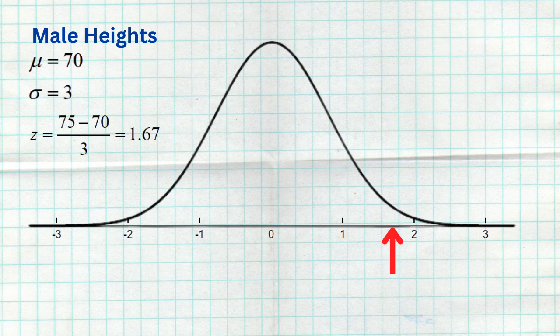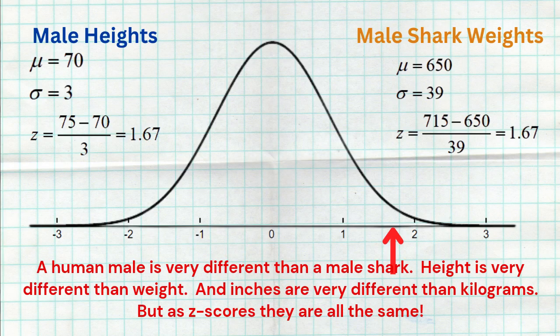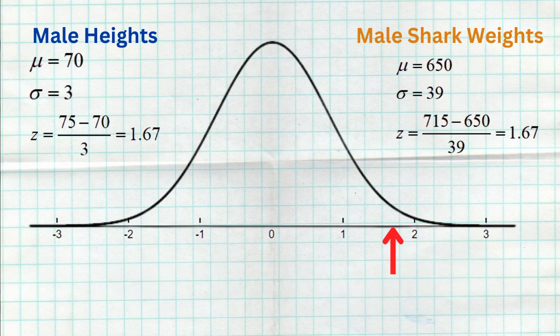But we can also look at sharks. Let's just say we have a male shark that weighs 715 kilograms. Well, if we find that shark's z-score, we're going to subtract the mean of 650 kilograms, divide by the standard deviation of 39 kilograms, and we get 1.67. So what we just discovered was that a man who is 75 inches tall and a great white male shark that weighs 715 kilograms actually have the same z-score. So they could be put onto the exact same spot of the exact same standard normal model, as long as both of their distributions follow a normal model, of course.